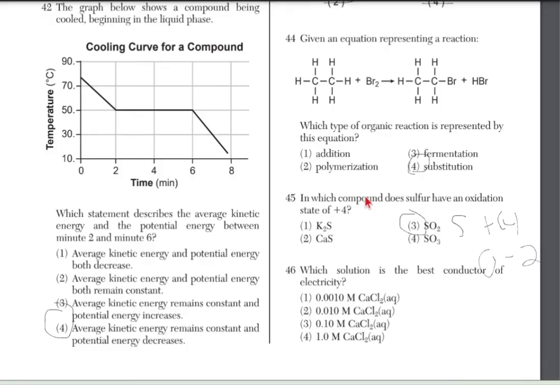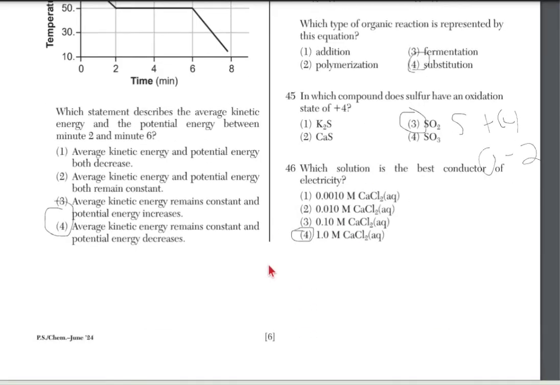Which solution is the best conductor of electricity? Since it's all calcium chloride, the concentration will determine which solution is the best conductor of electricity. The answer is 4 because it has the largest concentration.